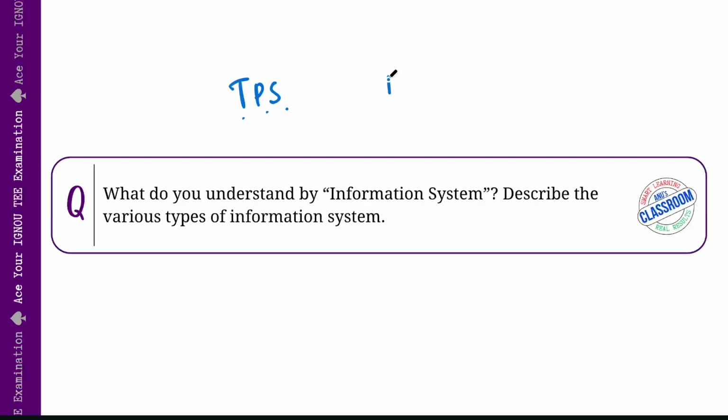Next is the Management Information System or MIS. These systems are designed for middle management. They take data from various departments, consolidate it, and provide structured reports which help managers monitor performance and make informed decisions. Then we have the Decision Support System or DSS.